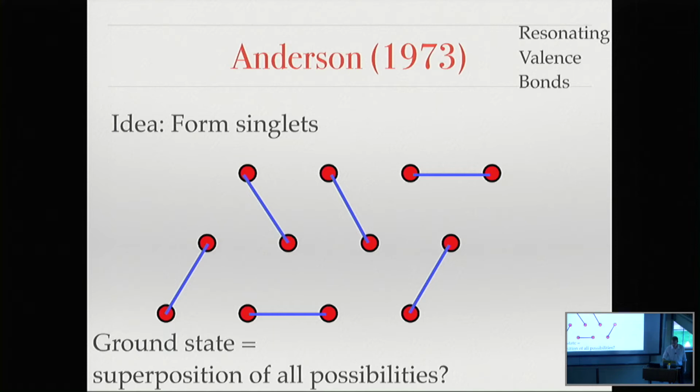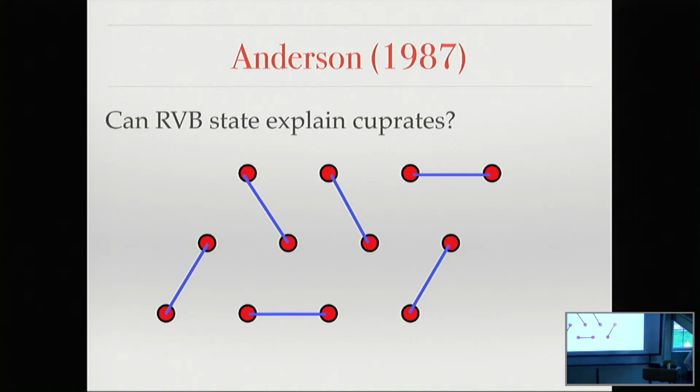Great. 15 years later, high Tc is discovered. You know, you have a hammer. Perhaps high Tc has something to do with this RVB state, and a lot of people have run with that idea.